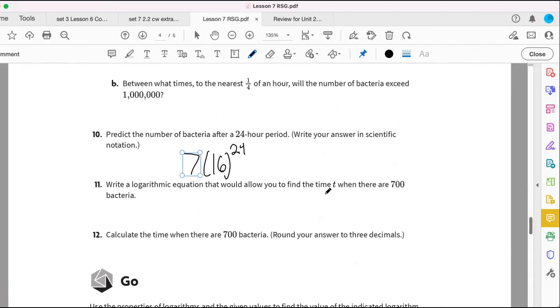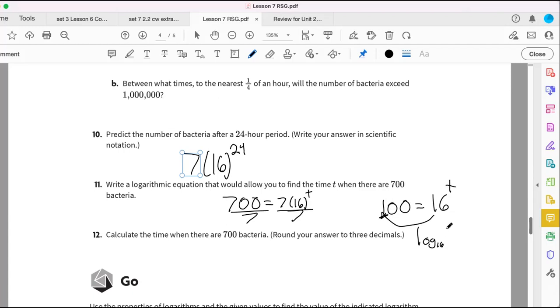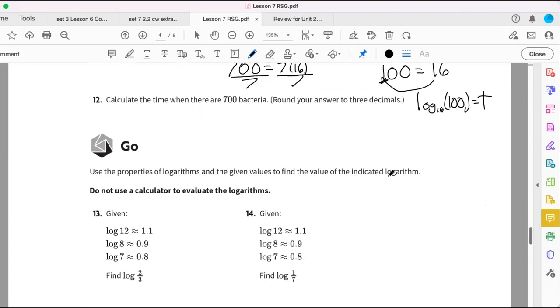Right, the logarithmic equation that would allow you to find time t when there are 700 bacteria. I mean, you could set it up claiming that this should equal 700 and you just have this. So you could take it further. You could divide by 7. That gets you 100, and that equals 16t. So eventually, when you go back to log form, you're going to have log base 16 of 100, and that equals your time that there should be 700 bacteria. Capiche? Make sense?